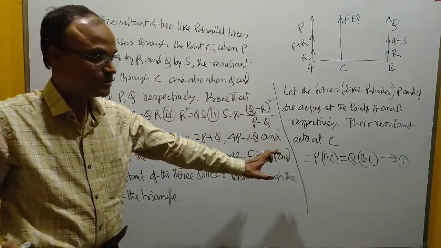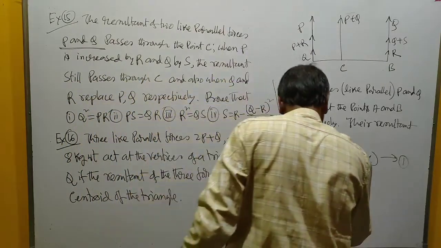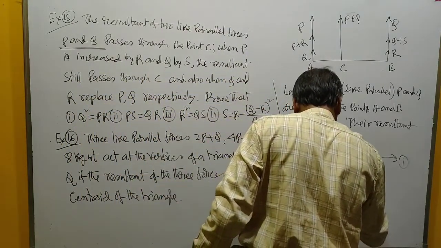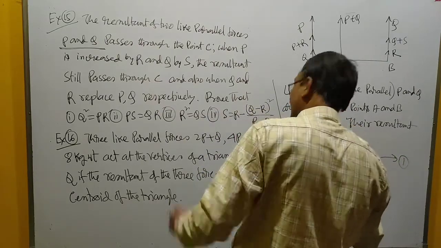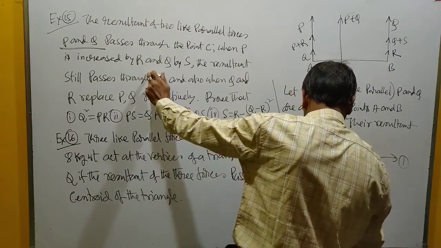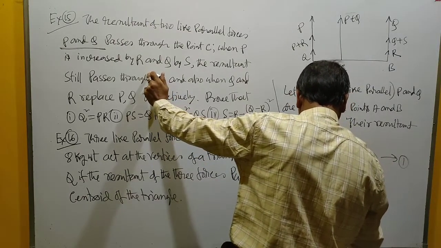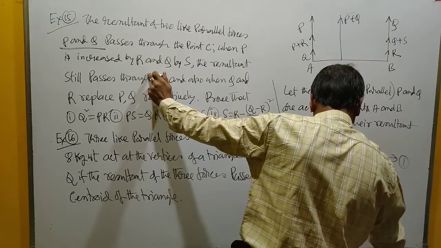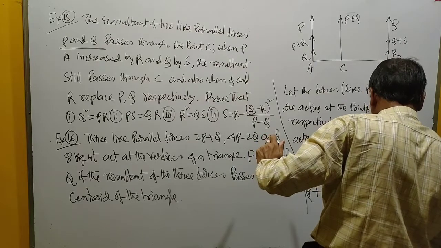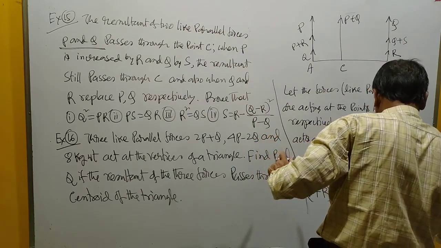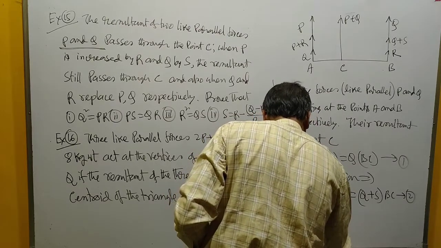This is from the first condition, number 1. The second condition: R is added to P, so P is increased by R, and Q is increased by S. Then the resultant also passes through C. Suppose this is number 2. Then the third condition.